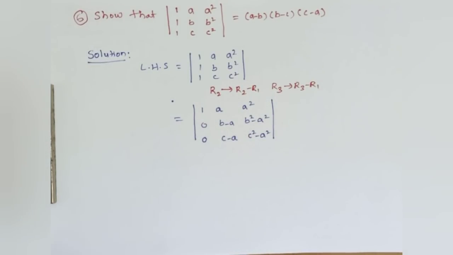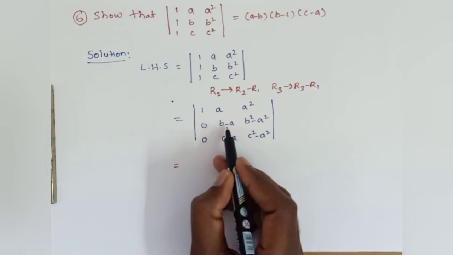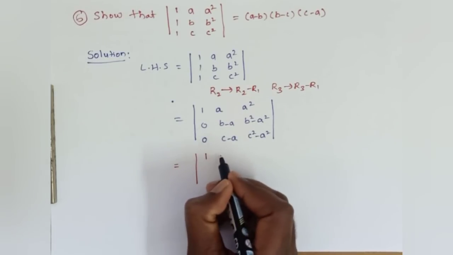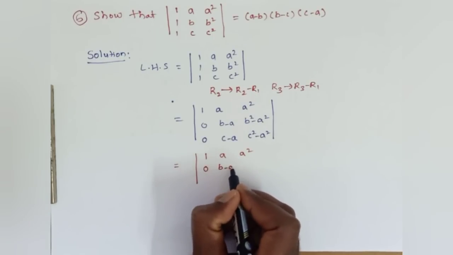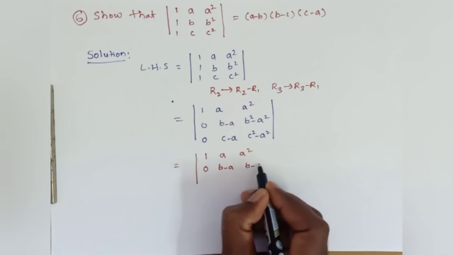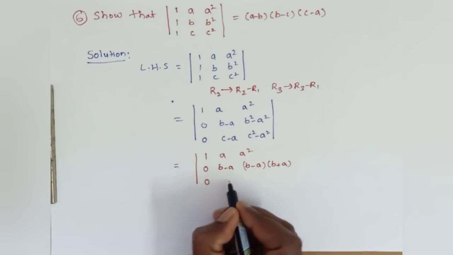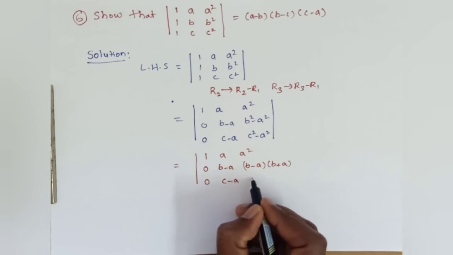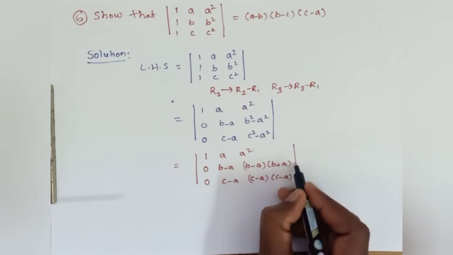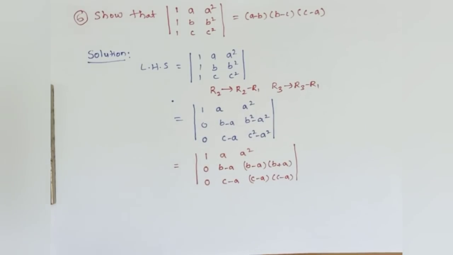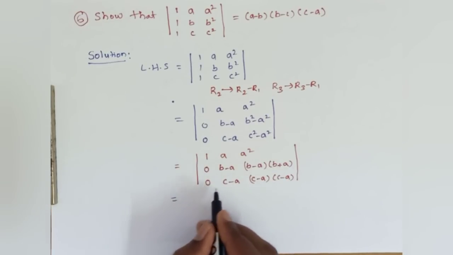Now this is equal to the determinant with first row 1 1 1, second row 0, b minus a, and this can be written as b minus a into b plus a, and third row 0, c minus a, and it is c minus a into c plus a, since it is in the form of a square minus b square, which is a minus b into a plus b.